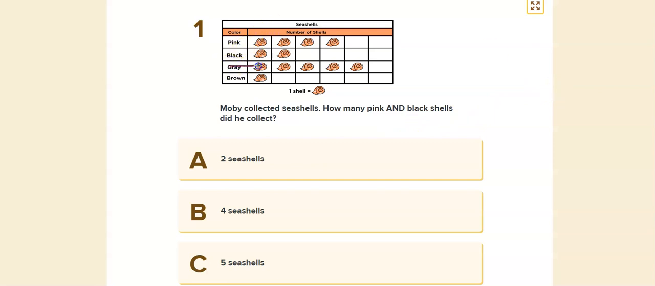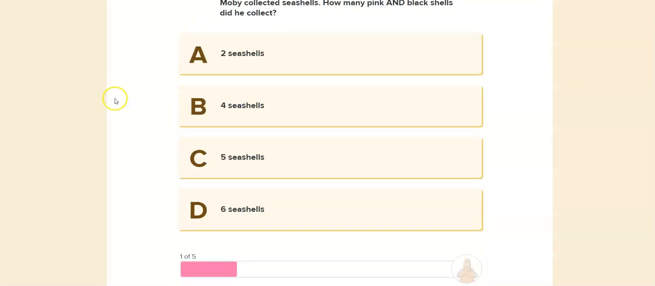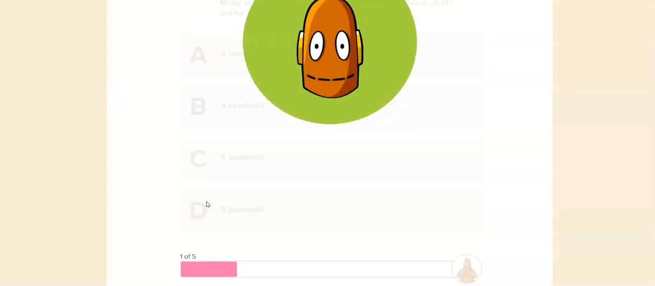So for now, we can get rid of gray because they're not asking us, then we can get rid of brown. But we need to combine pink and black because they want to know how many pink and black shells did Moby collect. So for pink, we've got 1, 2, 3, 4 shells. For black, there's 1, 2 shells. So 4 shells plus 2 shells is 6 shells. 6 seashells.